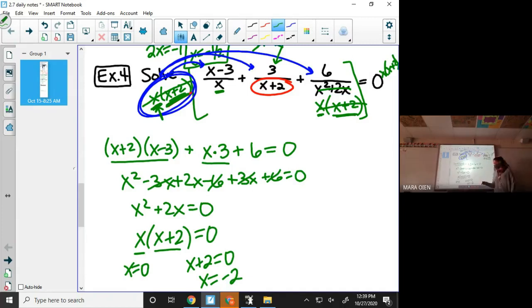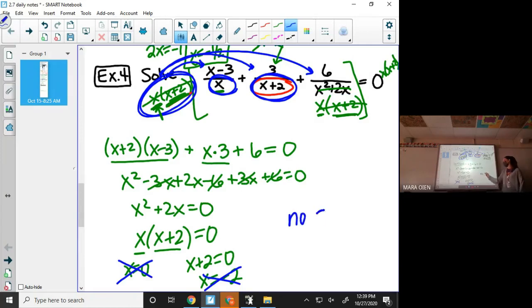And then I have to go back and check. Can I have x equals 0 as a solution? Nope, because I'm dividing by x, so that one's extraneous. Can I have x equals -2? Nope, so that one's extraneous. If everything is extraneous, it's not that we did all that work to say there's no answer. The answer is that there is no answer.